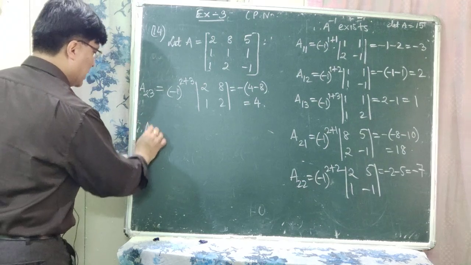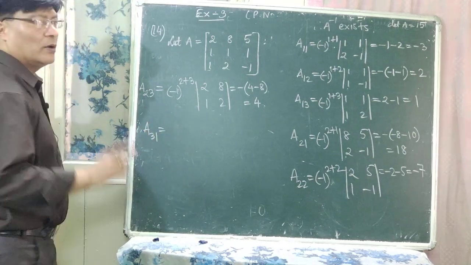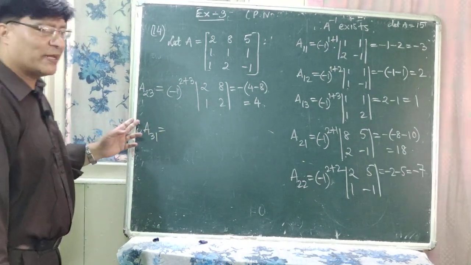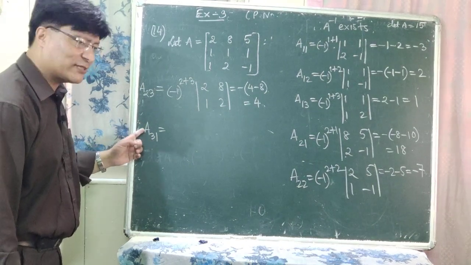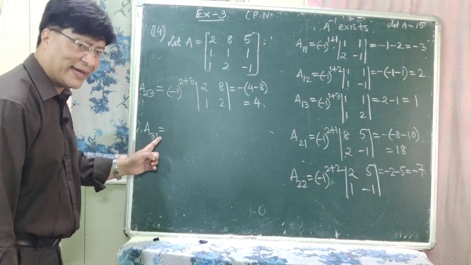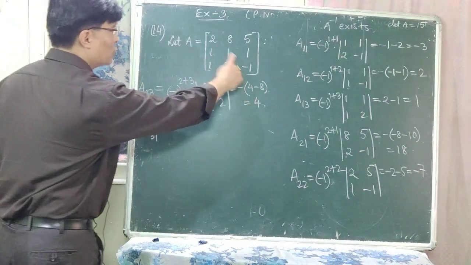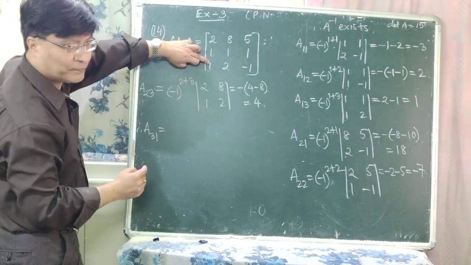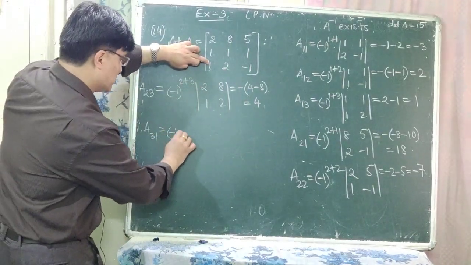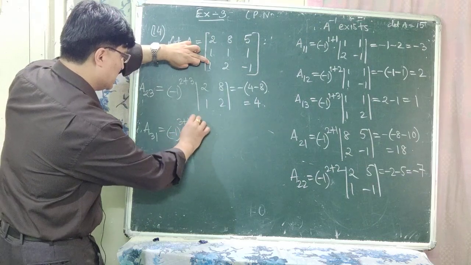So next A31. What is capital A31? What is meant by it? You have to find out the cofactor of the element belonging to the third row and first column. Third row and first column. That means this one. So consider the sign first. Minus 1 to the power 3 plus 1.